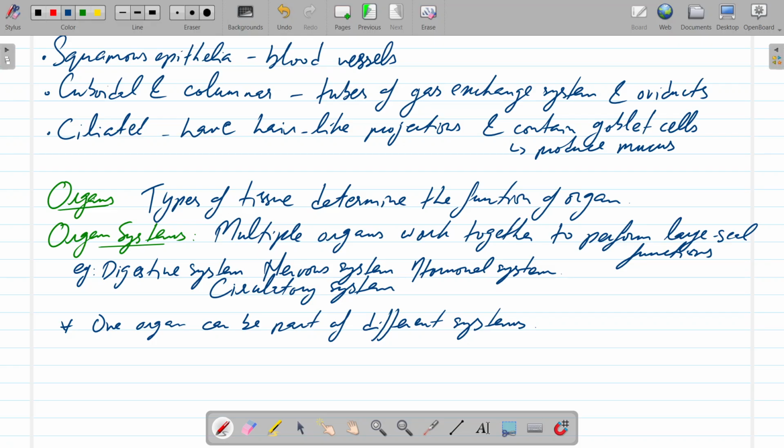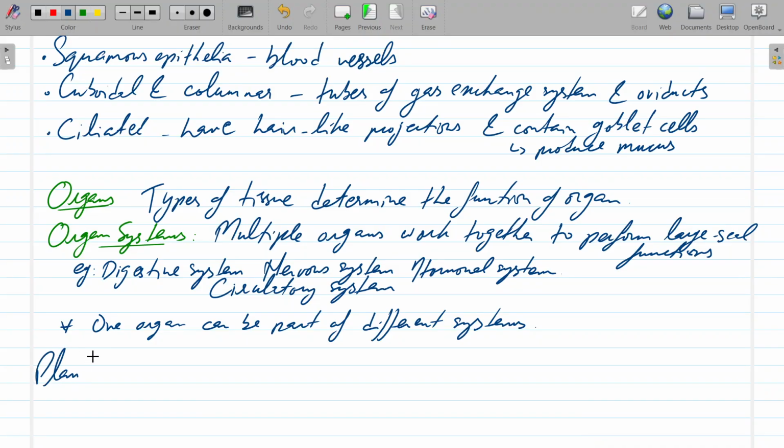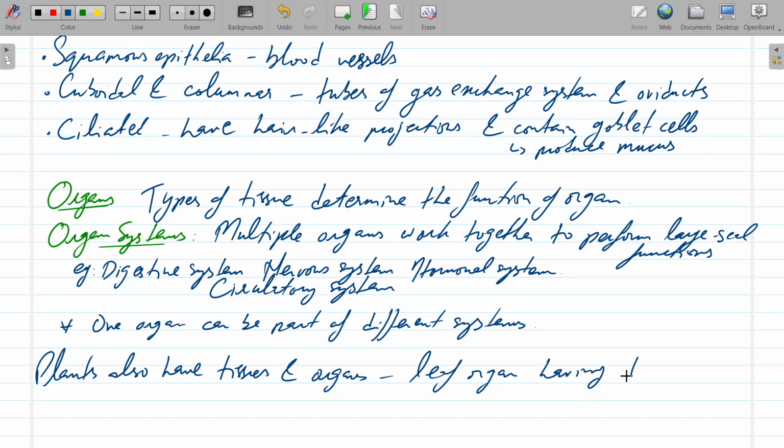And it's not just humans that have organs. Plants also have organs. So the leaf is actually an organ. Plants also have tissues and organs. The leaf is an organ having different tissues. So they have the vascular tissue, so the xylem and phloem. They have the epithelial tissue and the mesophyll tissue.